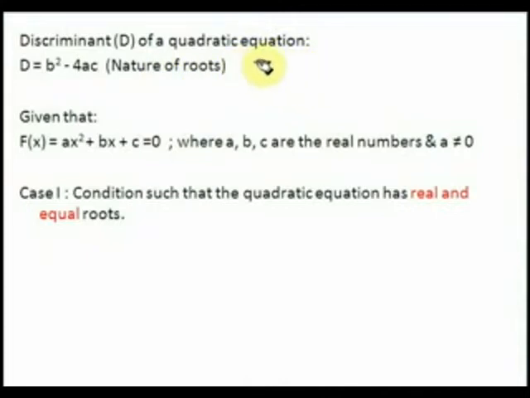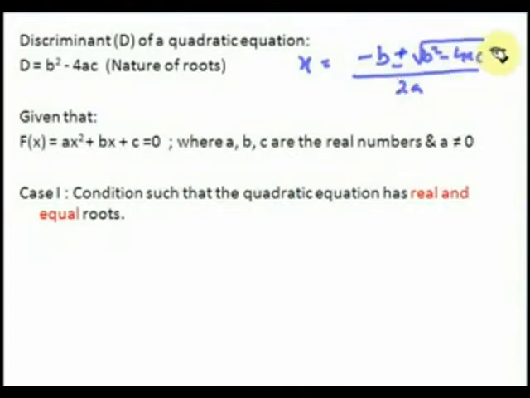Discriminant d of a quadratic equation. This is used to define the nature of the roots of the quadratic equation. We term the b square minus 4ac as discriminant. When we calculated the roots, we got the solution as x is equal to minus b plus minus under root of b square minus 4ac upon 2a. This quantity b square minus 4ac is termed as the discriminant of the quadratic equation, that is equal to b square minus 4ac. This is used to find the nature of the roots.